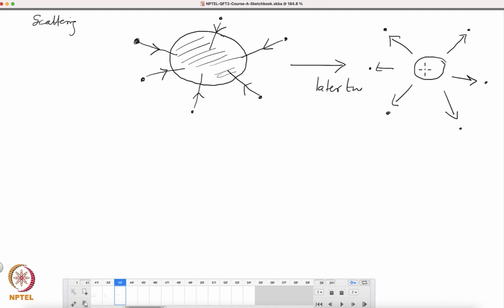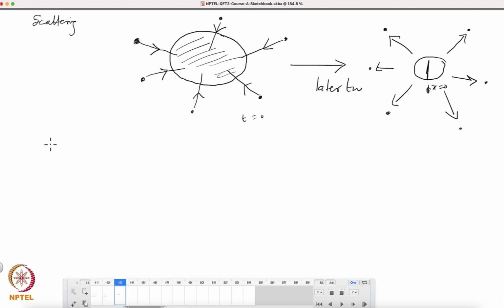So somewhere here I will define t equal to 0, x equal to 0, and also the some arbitrary time when they are interacting appreciably, I will call that time t equal to 0. That is the picture.